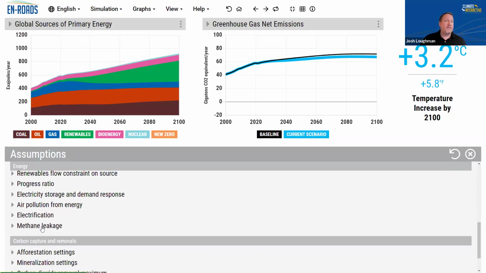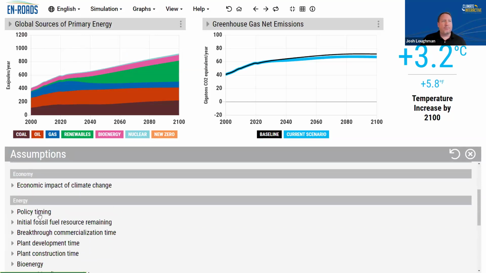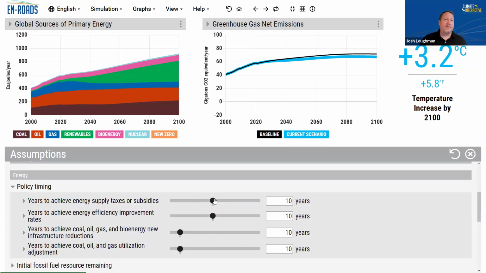If you think that different policies are going to be able to be enacted faster or slower, those are things that you can experiment with. And one of the questions we get that's related to this is, why don't you have error bars on your graphs? Part of what we've tried to engage users to do is to experiment with what they think are the uncertain variables. If you say, what is your policy timing, I can experiment with that. I create my own error bars.